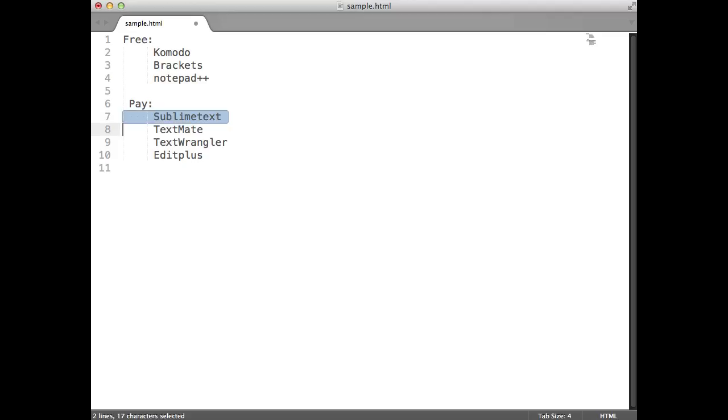Sublime Text is the one I'm using here. TextMate is also very popular. TextWrangler is a very basic editor within the Mac operating system, and EditPlus is used only on Windows. So take a look at those. These are some of the widely used editors. Try a couple or 3 of them and see how you feel, and make a decision on what feels more comfortable to you.